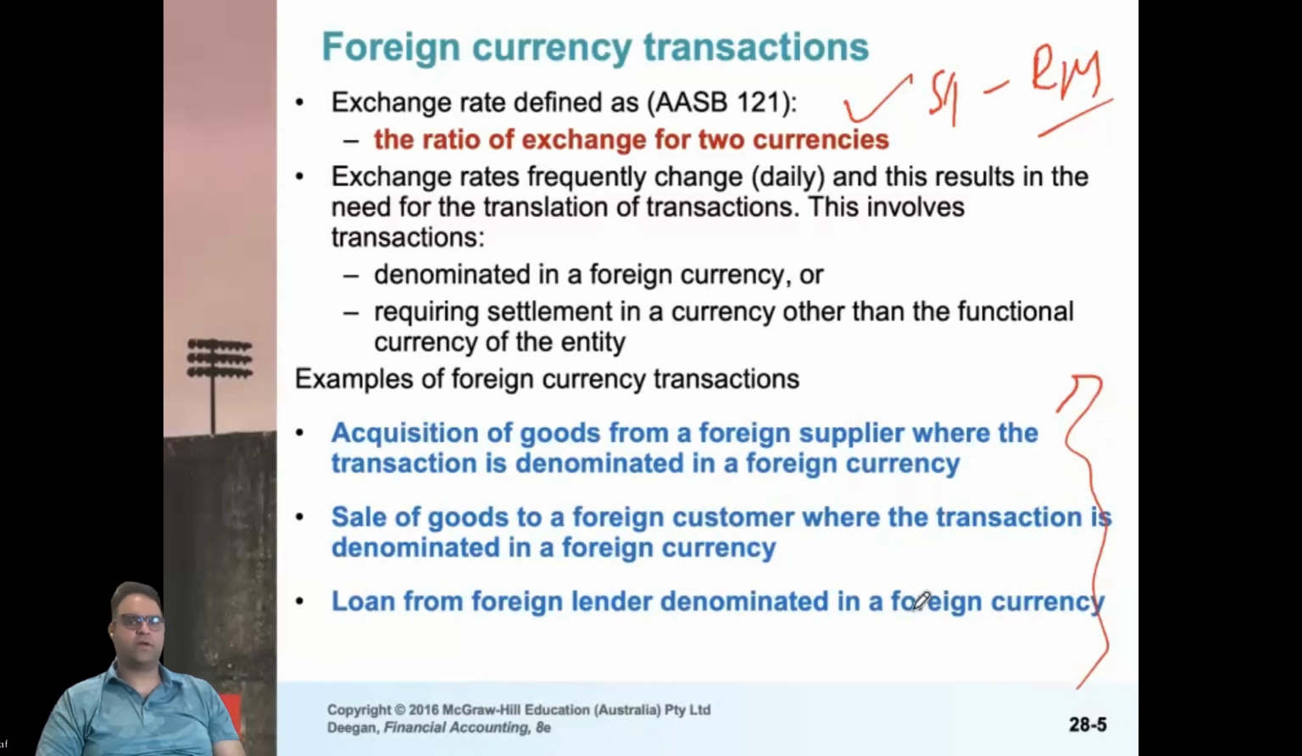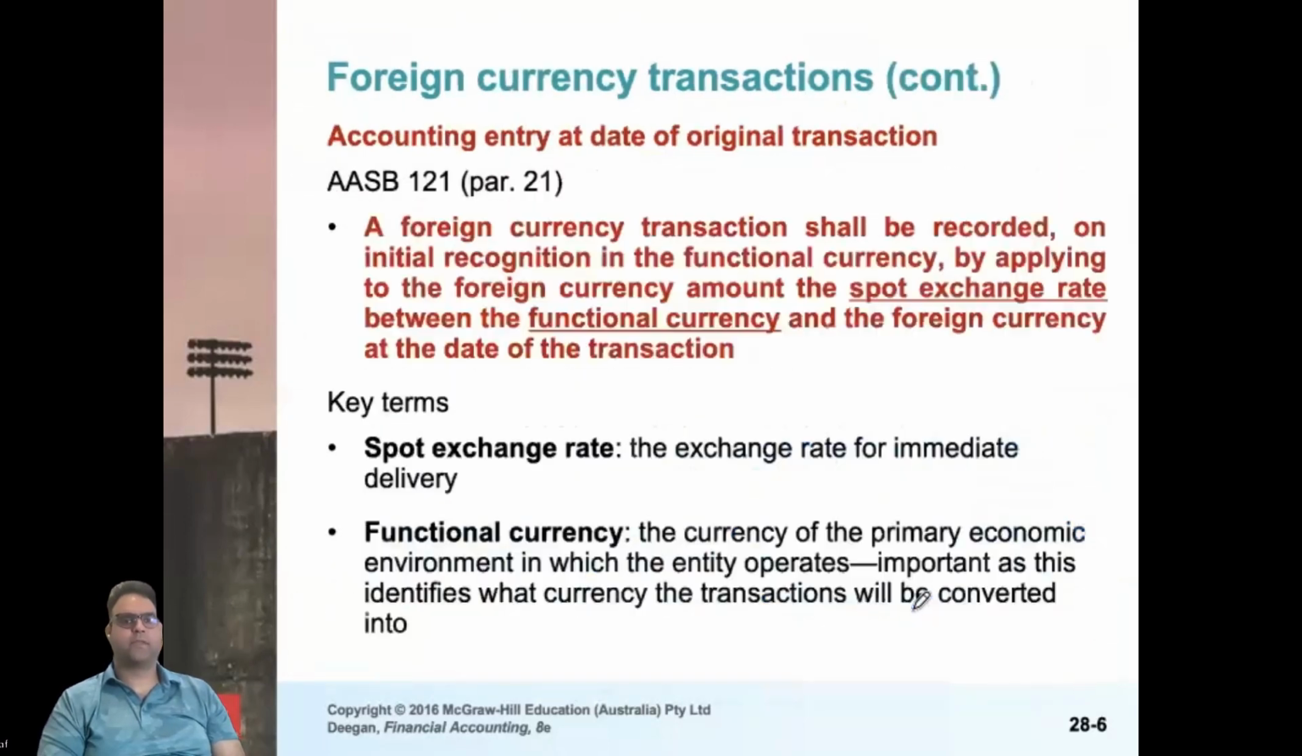If you have a loan in foreign currency, if you have a transaction in foreign currency, if you're a customer in foreign currency, how are you going to record? That's what we do in this chapter. So the entry of the original transaction has to be written down into the functional currency, using the spot rate.